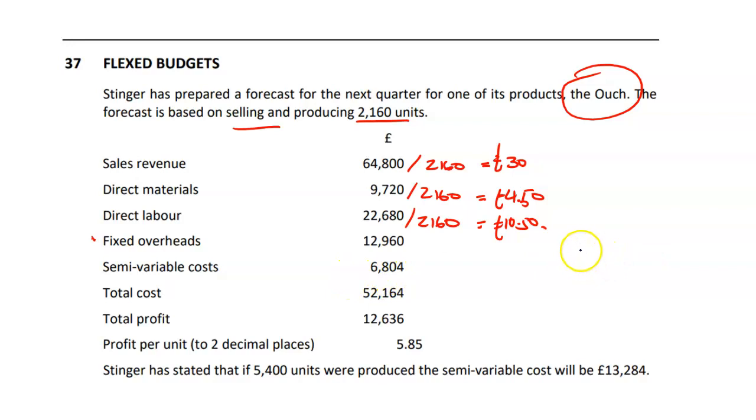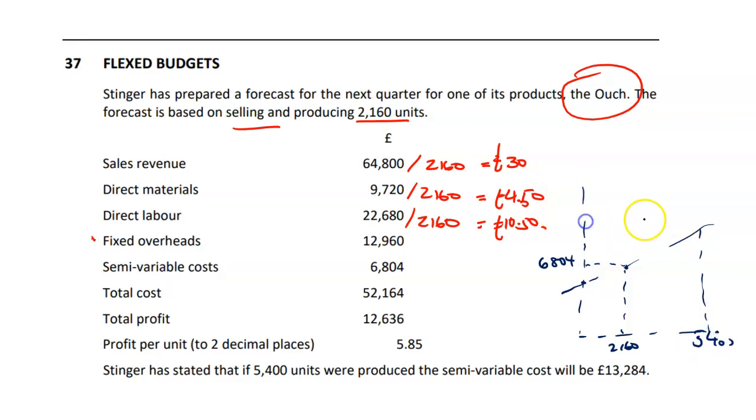So what we have here with the semi-variable is we are saying that there is a fixed cost element here. We don't know what that is, but we know we have 2 points on the curve. When we're making 2,160 units, the total cost is 6,804. And when we're making 5,400 units, the total cost is 13,284. Right. That's what we're saying.